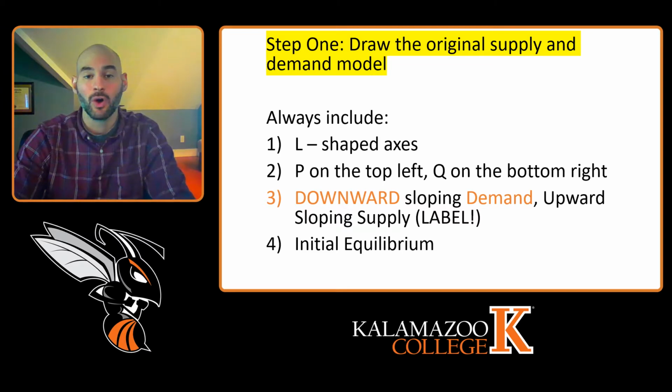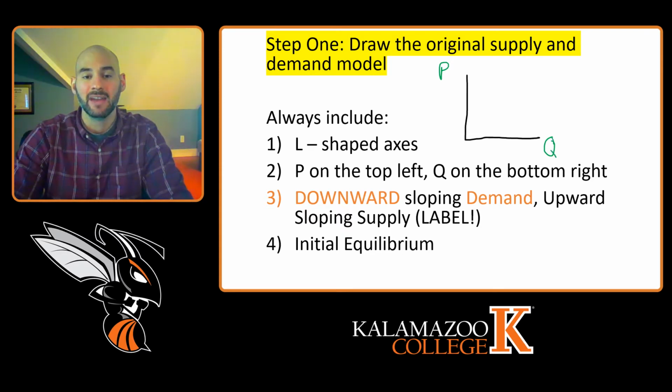So the first step is always going to be drawing an L-shaped axis, which we'll do here in black. It's essential that we label this axis. So we're always going to have price on the vertical axis and quantity on the horizontal axis. And then we're going to have an upward sloping supply curve. We make sure we label it so we don't forget what is what. And a downward sloping demand curve.